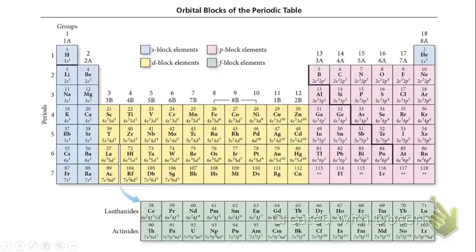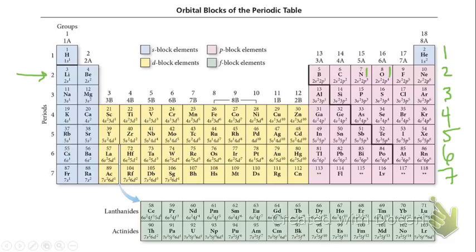So the other thing we need to look at is rows. So here's row 1, 2, 3, 4, 5, 6, 7. Can you guys notice a pattern, or they call them periods, I call them rows, about the numbers and what they correspond to? For the S block and the P block, the row number, the period number, equals the N. So here you have period 2. So you have 2S1, 2S2, 2P1, 2P2, 2P3, 2P4, and so on and so forth.